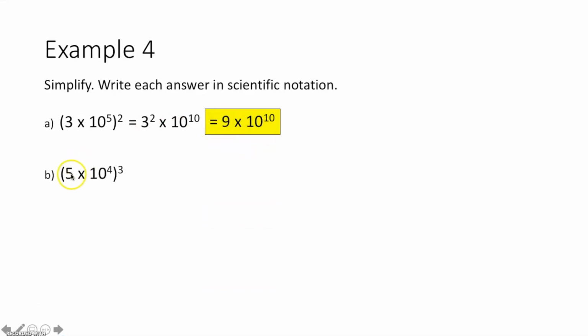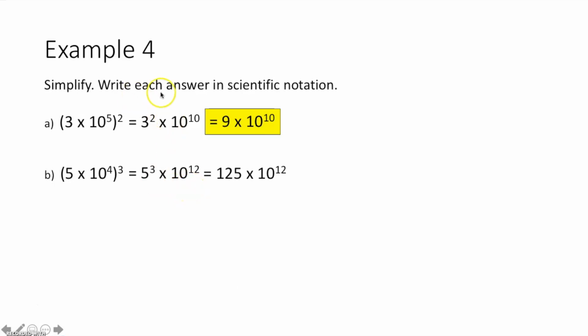For part B, we have 5 times 10 to the 4th, all raised to the 3rd power. So again, we take this 3 that's out here, and since it's a power to a power, we have to multiply those exponents. So it's going to be 3 times the 4. We also have to distribute it to the exponent of our 5, which is a 1. So 3 times 1 is going to give me 3. So it's going to be 5 to the 3rd times 10 to the 12th power. Now, we have to simplify this. 5 to the 3rd is the same as 5 times 5 times 5, which is 125.